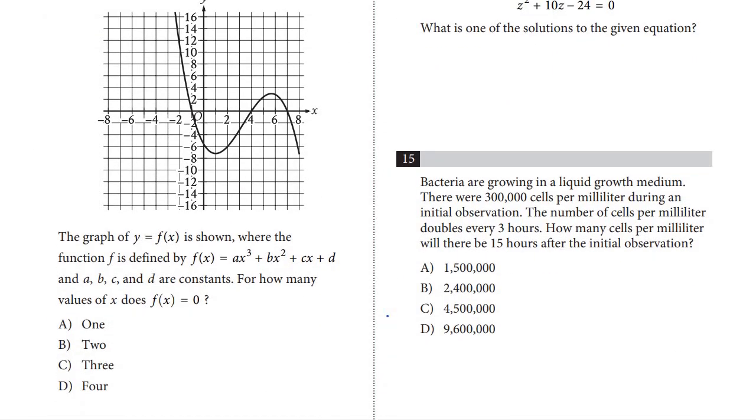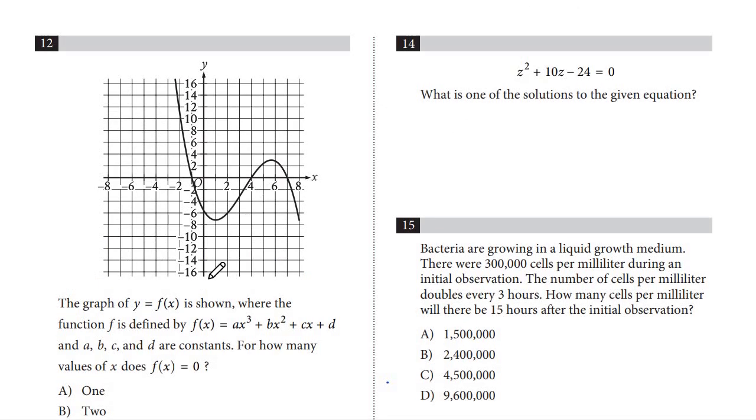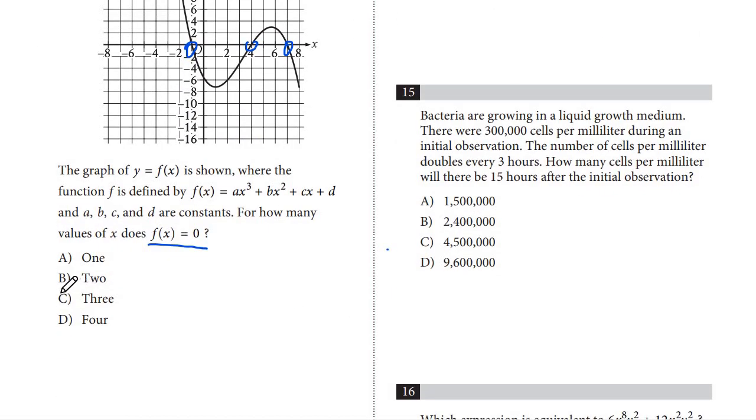Well, number 12 couldn't be any simpler. The graph is shown where we have a cubic function, which we can see has a max and a min. And for how many values of x does f equal 0? Well, that is just asking how often does the graph cross the x-axis. And we can see that happens exactly 3 times. So we go with C and we move on.